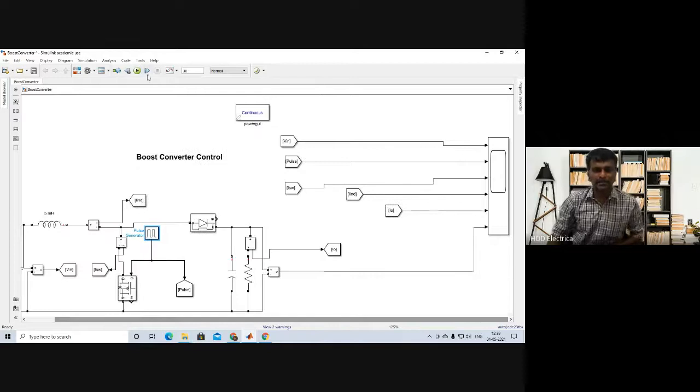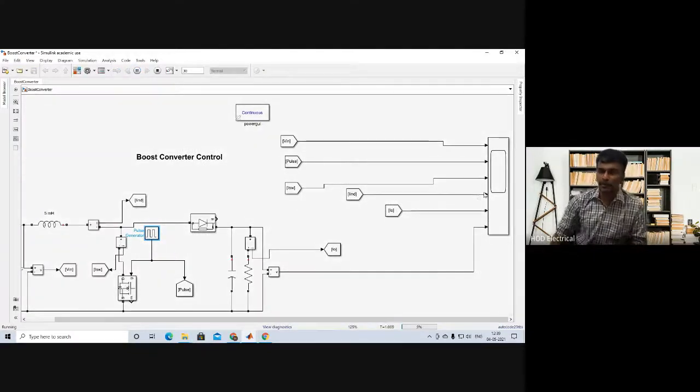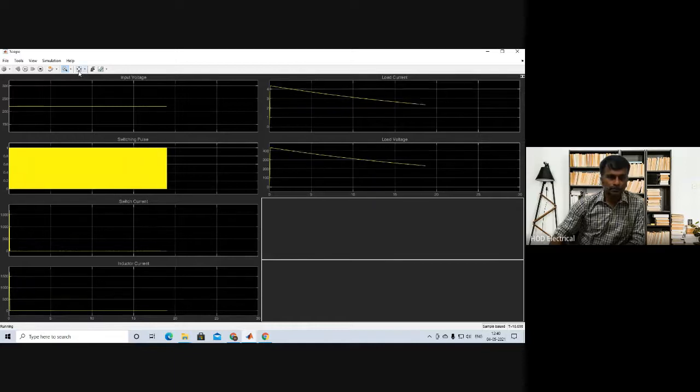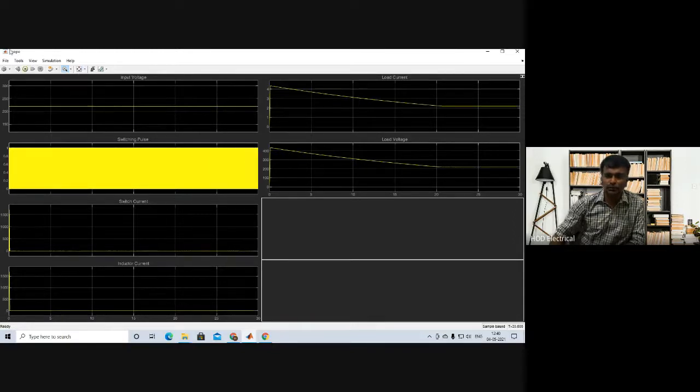So let me run this simulation. I will explain to you one by one how we are getting this, as per my knowledge. I have run the simulation for 30 seconds. Now this is the input voltage I have given, 220 volt, as we know. I have run the simulation for 30 seconds to get this stable steady state output.